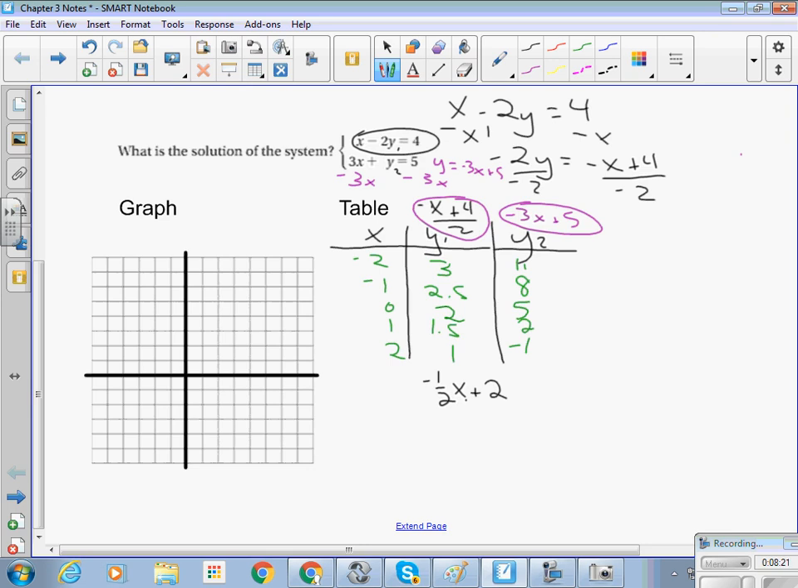So now I can graph this. It has an intercept at 2, and it has a slope of down 1 over 2. And to keep my graph as accurate as possible, I continue that pattern. Okay, so let's get Mr. Line. Straight line.